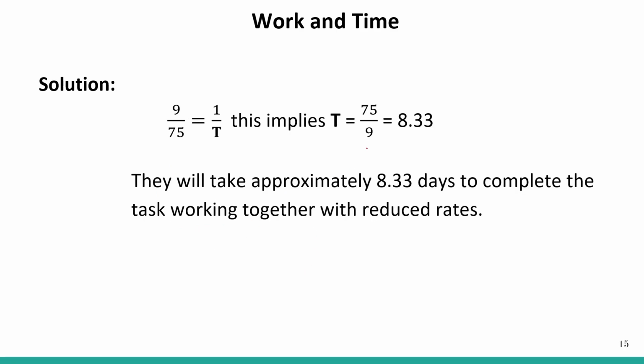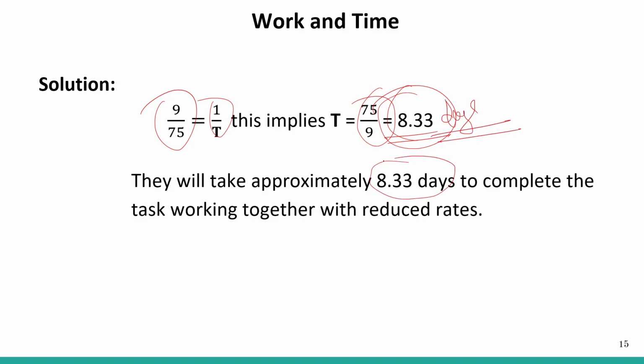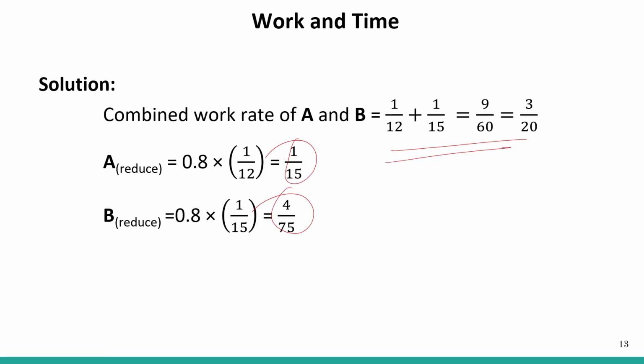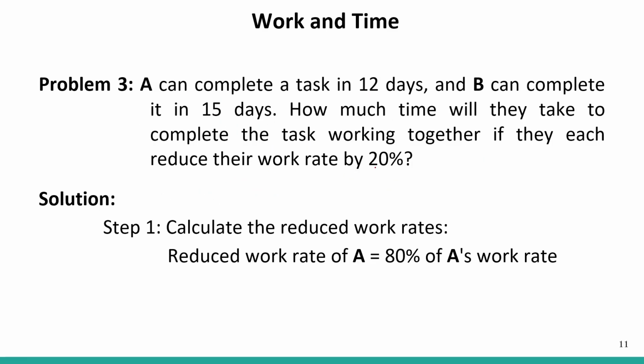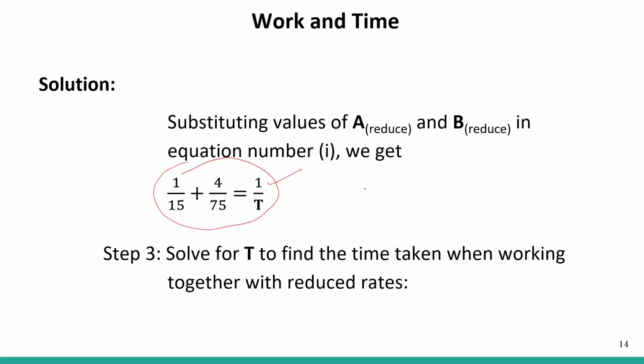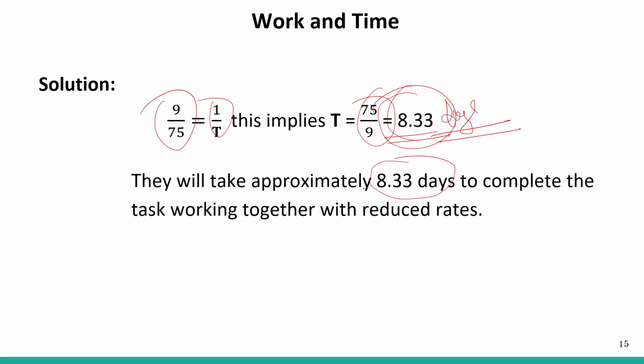So solving for T, what we are left with is 75 by 9, because 1 by T is equal to 9 by 75. So it will be nothing but 8.33 days. This many days will be required for A and B, at their reduced capacity, to complete that same task that they individually completed in 12 and 15 days respectively. Okay, so let's go forward with the next question.